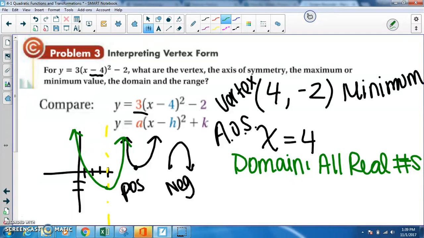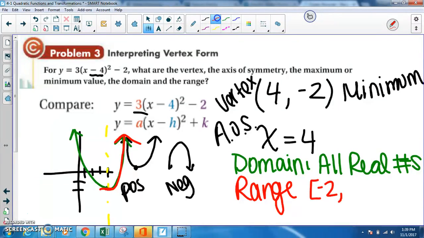My y values do have restrictions because my graph does not start until y is equal to negative 2. And then at negative 2, we are going up and out forever. So my range starts at negative 2. It's including negative 2 since negative 2 is part of the graph, so I put a square bracket. And going on forever means we are going to infinity.